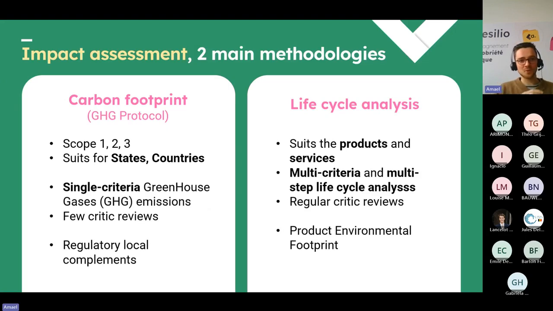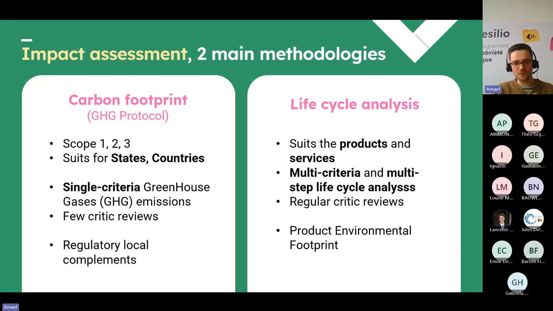Focusing on one of the most important in the ICT domain, we have carbon footprint on one side, life cycle analysis on the other. The GHG protocol was mainly, and at the beginning, designed for states and countries. It is single criteria, has no systematic critical reviews, and often has regulatory local complements. Life cycle analysis treats products and services. So as you can see, every methodology has a different objective. It is multi-criteria and has regular critical review.